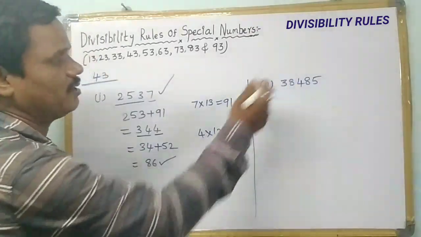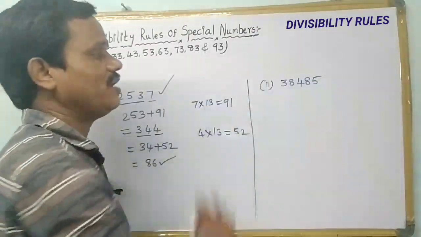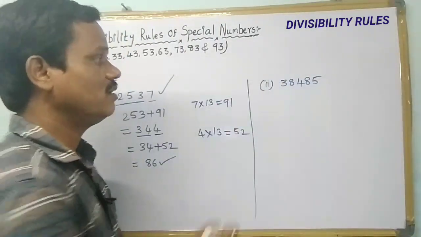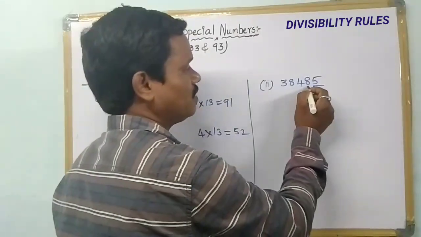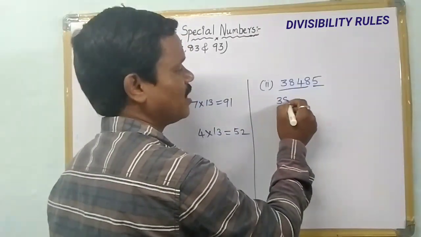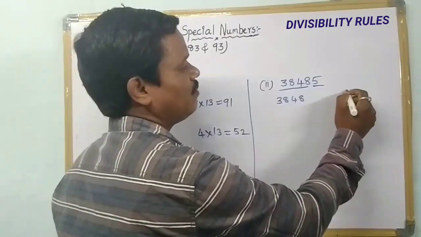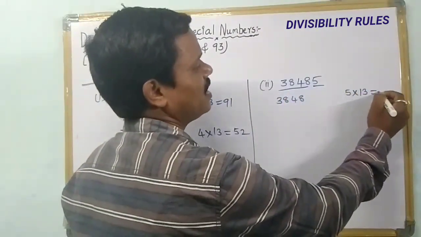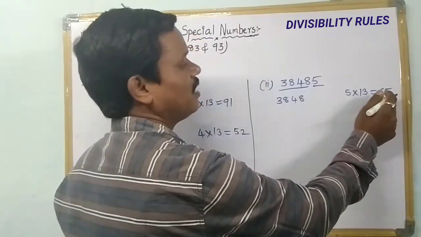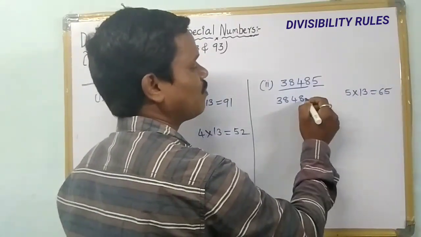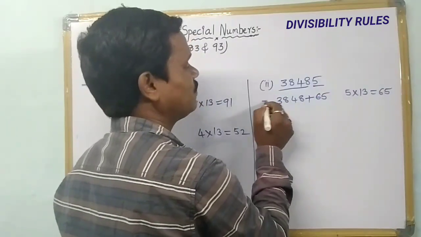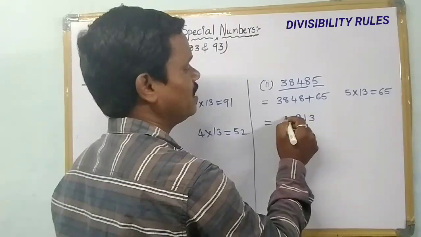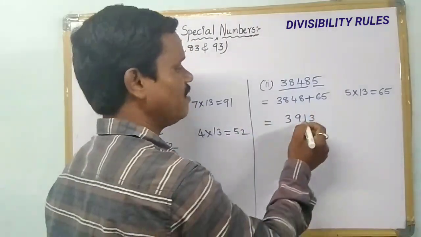Now I am checking whether the number 38485 is divisible by 43 or not. Now apply the divisibility rule here. This is the first part, this is the second part. Write the second part as it is, 3848, and multiply the first part number by 13. 13 fives are 65. Adding 65 to the second part. What is the answer? 3913. Now again divide it into two parts.